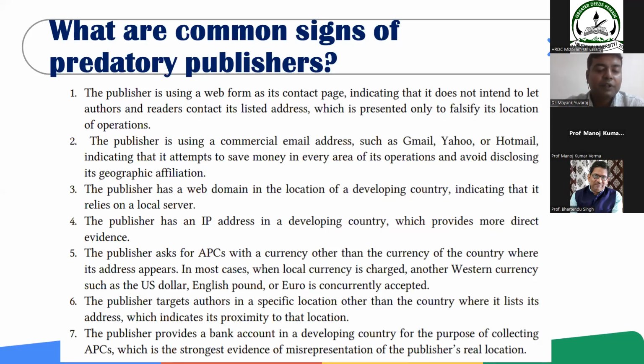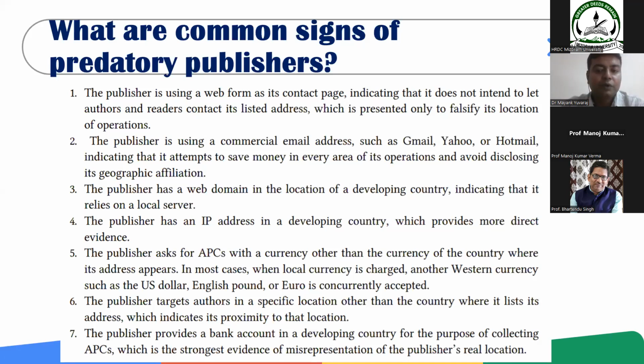So this is also a clear-cut sign that the journal is a predatory journal and has been categorized as a predatory publisher. Again, you can detect from the IP address that the publisher will have an IP address of a developing country. This is also clear-cut evidence that the journal or the publisher is predatory in nature.